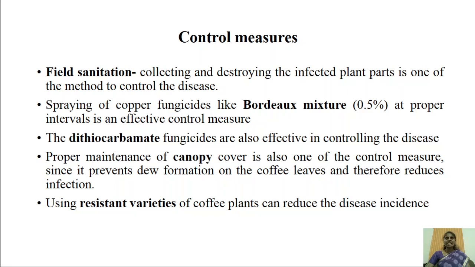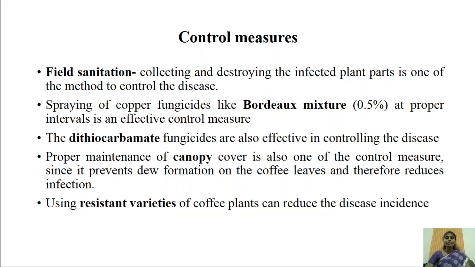Then coming to the second method, chemical treatment, that is spraying of copper fungicide. Since Hemileia vastatrix is a type of fungus, we can use certain chemicals which are used to kill fungi, like Bordeaux mixture at 0.5% at proper intervals, which is an effective control measure. Along with Bordeaux mixture, certain other fungicides like dithiocarbamate, which is a sulfurous compound, are also effective in controlling the disease.